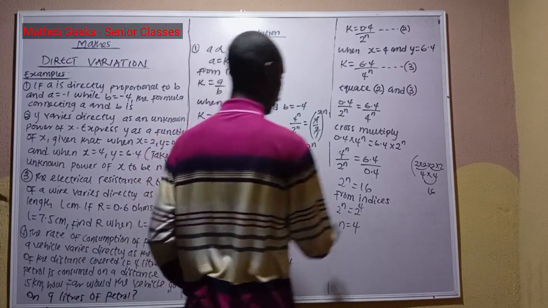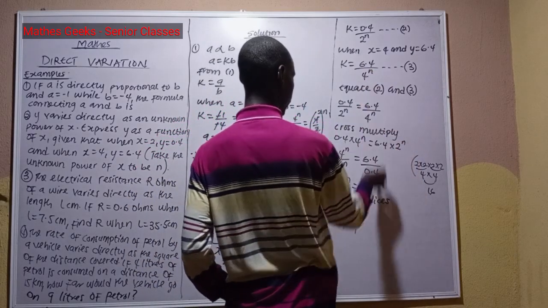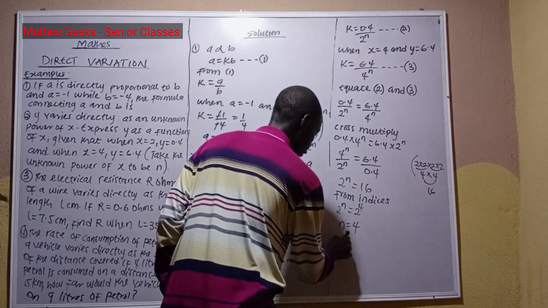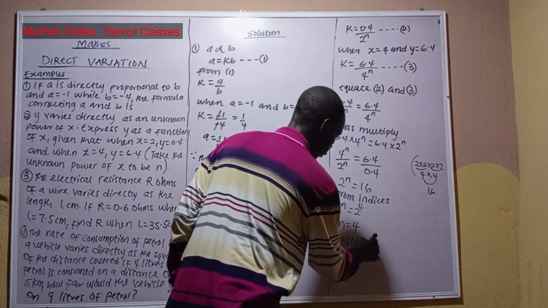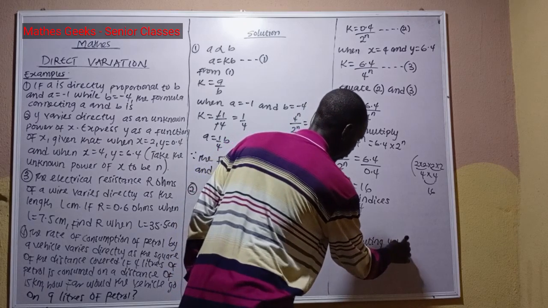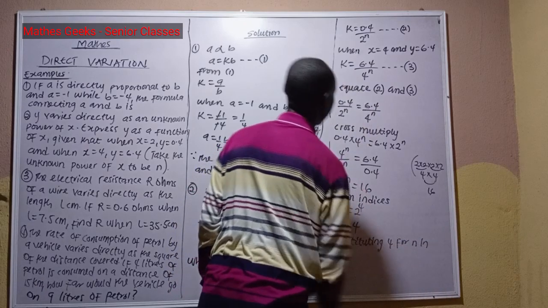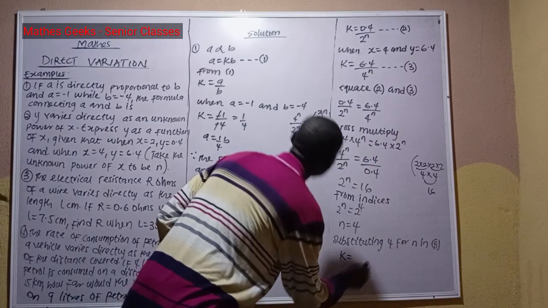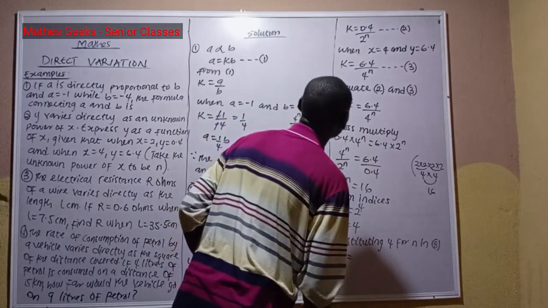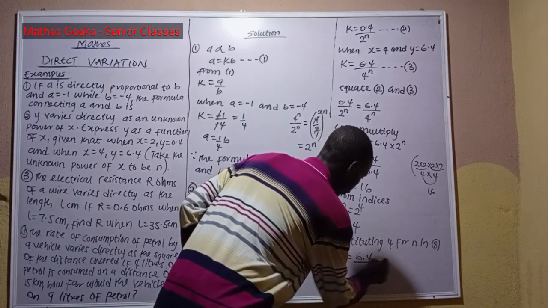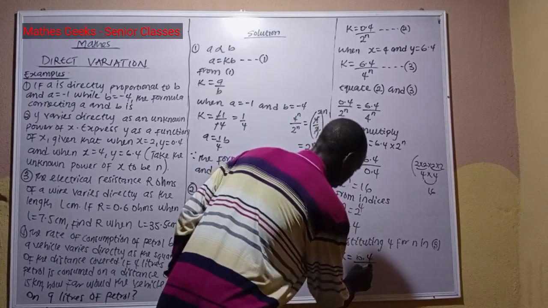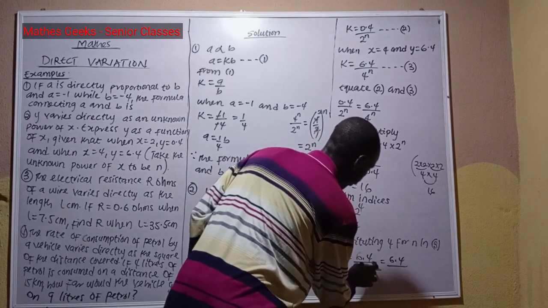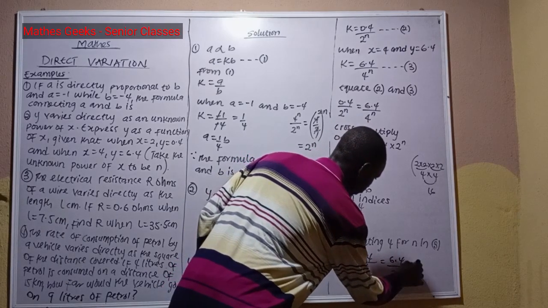So now that we know n is 4, let's put the value of n into any of these equations to get k. So substituting 4 for n in equation 2, 6.4 over 4 raised to the power of 4. 4 raised to the power of 4 is 256.